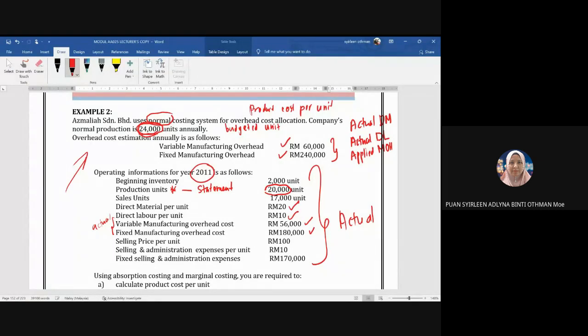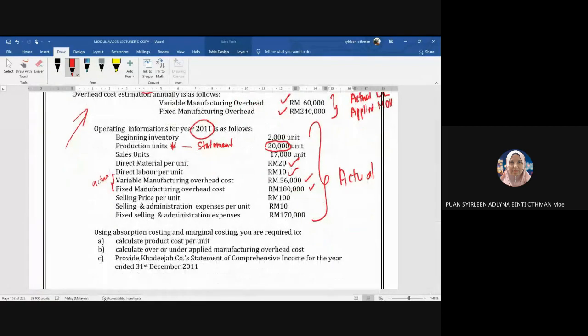Okay, so bawah tu semua ialah actual information, okay, actual data. Okay, so sekarang kita nak kira product cost per unit. Okay, lepas tu kita tengok whether kita dapat over apply atau under apply. Once you are done with the calculation for product cost per unit, lepas tu you kira dia punya over apply atau under apply, baru kita start buat statement.